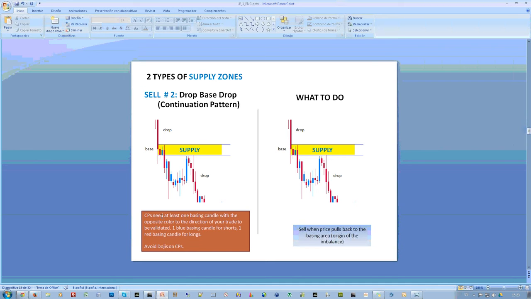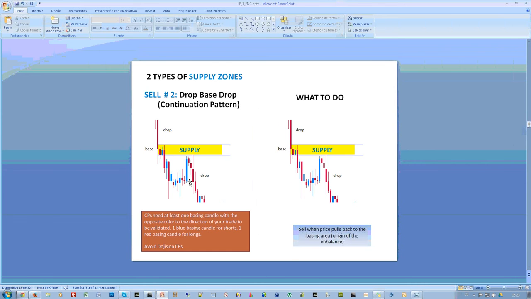It's the same thing. So CPs need at least one basing candle with the opposite color to the direction of the trade in order to be validated: one blue basing candle for shorts and one red basing candle for longs. And we need to avoid dodges, one single dodge or several dodges at the area. The continuation patterns normally are composed of smaller range candles or Marubozu candles. We don't want wicky candles there. It is all explained in another video in the course, in the classroom, sorry.